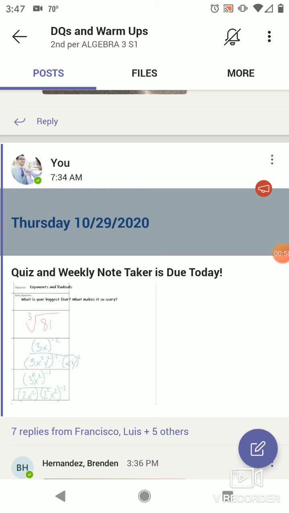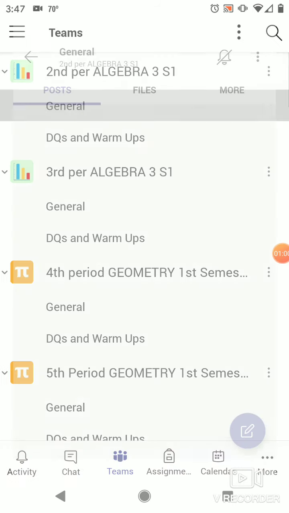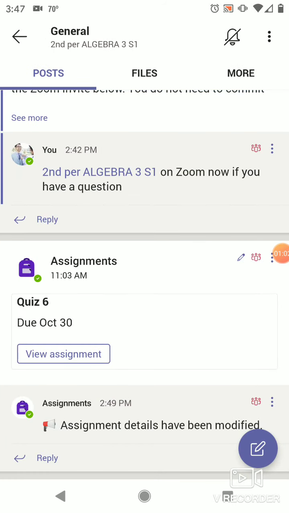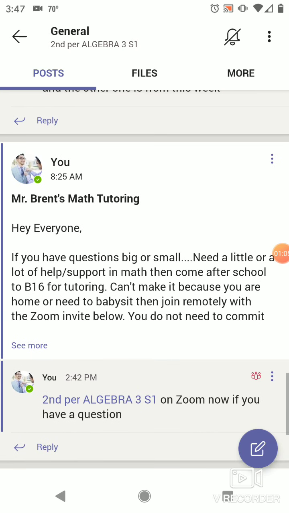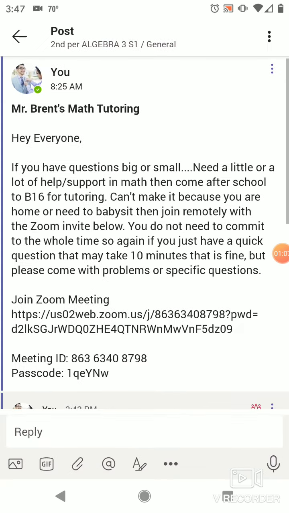Another thing about Microsoft Teams, if you go to the general page, that's where I post assignments and updates. I have tutoring. As you can see here, I have tutoring on Thursdays after school in person or on Zoom. So if you have a student that needs to get home right away, that's fine. They can always join me on Zoom, and I answer the biggest or smallest questions. So I'm trying to accommodate everybody.